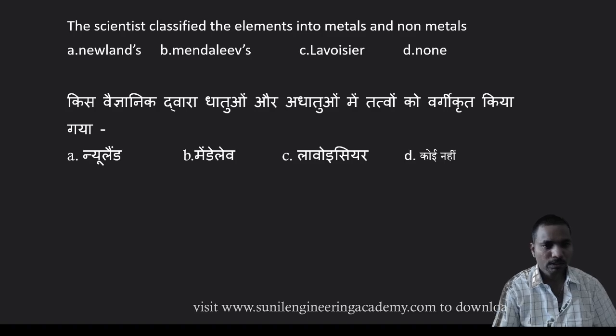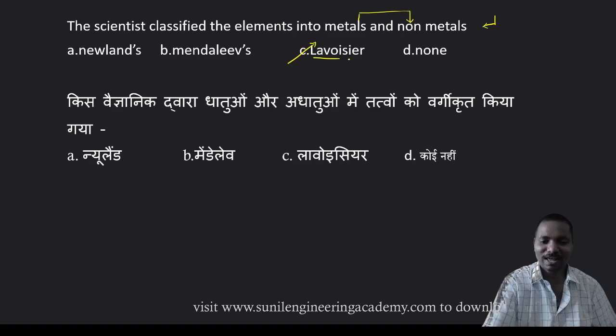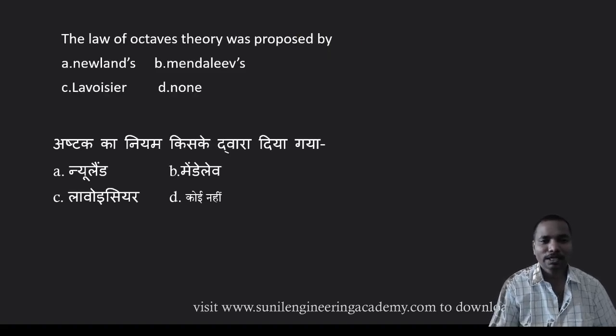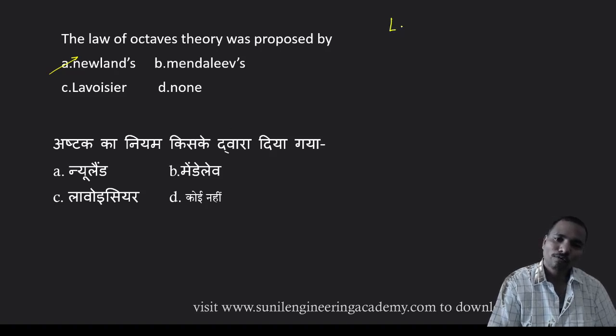Coming to the next question. The scientists classified the elements into metals and non-metals. In the theory, we have discussed this in detail. Just metals and non-metals, the word love is there. The octave theory was proposed by which scientist? Lavoisier classified elements into metals and non-metals.